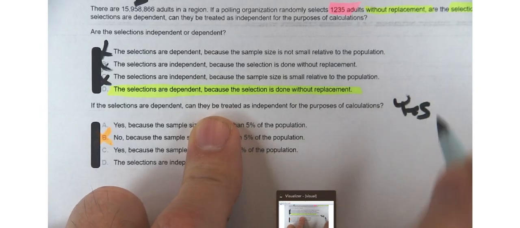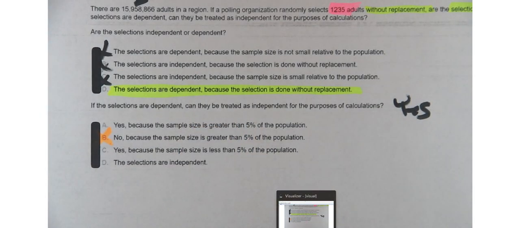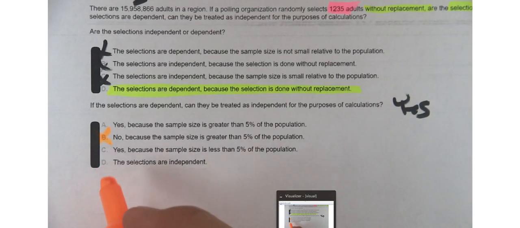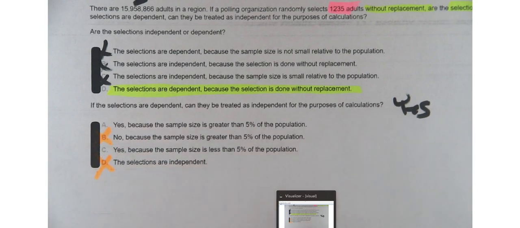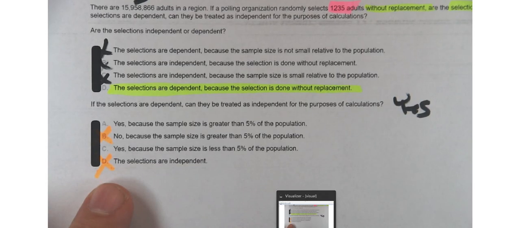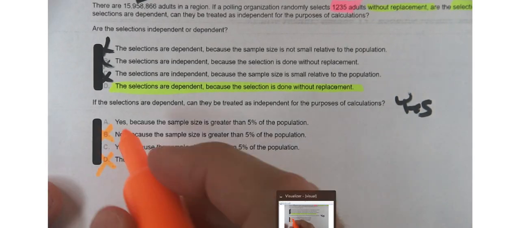The answer is yes, so I can get rid of the answers that say no, which would be this one and this one. They're not independent. Okay. So which one was our final answer then? Which one works? C. Yes, because the sample size is less than 5% of the population.